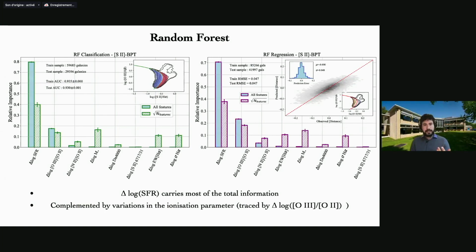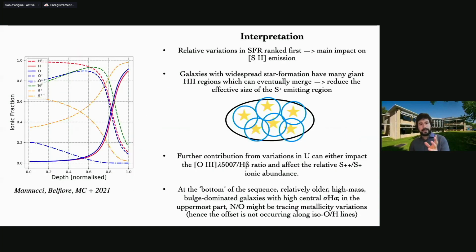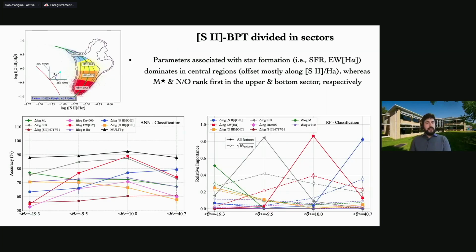And we interpret this in terms of the fact that in high star-forming galaxies, H II regions might merge together at a certain point, reducing the effective size of the S+ emitting regions, which affects the emission in the S2 emission line, and so affects whether a galaxy is offset in this region in particular with respect to the median sequence.